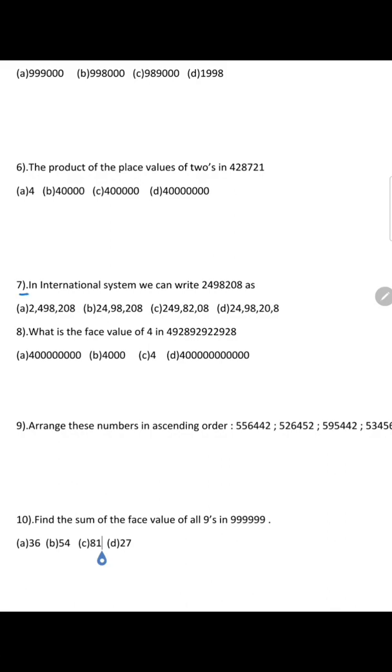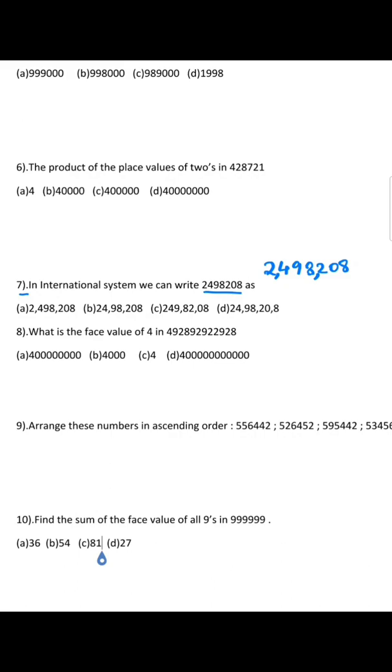So the seventh question is, in the international system, we can write this particular number as. So first let me write down the number. 2498208. So this is the number. How are we going to write it in the international system? First, according to the international system, we have to leave 3 places, that is 3 digits, and put the first comma. Again, we have to leave the next 3 digits and put the second comma. So this is how you write this particular number in the international system of numeration.